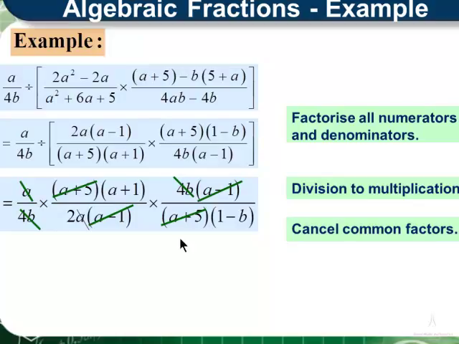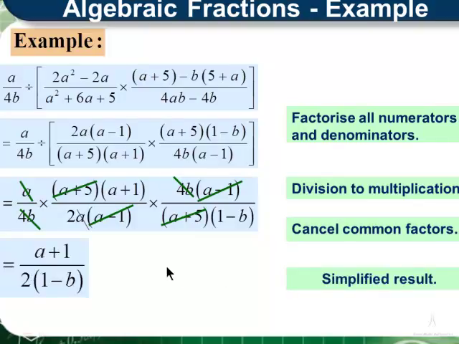We notice that we have a number of common factors above and below. The a's, for example, a minus 1 is common, the b is common, 4 is common, a plus 5 is common, and once you cancel all of those, we can write this result in simplified form as follows. A plus 1 above the line is all that remains, below the line 2 times, and then the factor 1 minus b as part of the denominator of the resultant algebraic fraction.